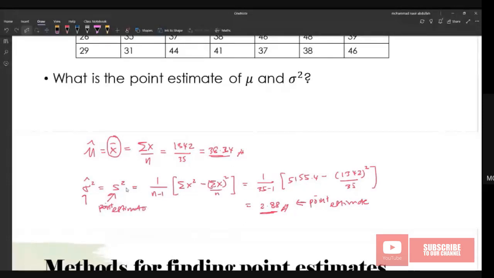So are you clear with this one? If you are clear about the difference between point estimate and point estimator, can you comment in the chat section?